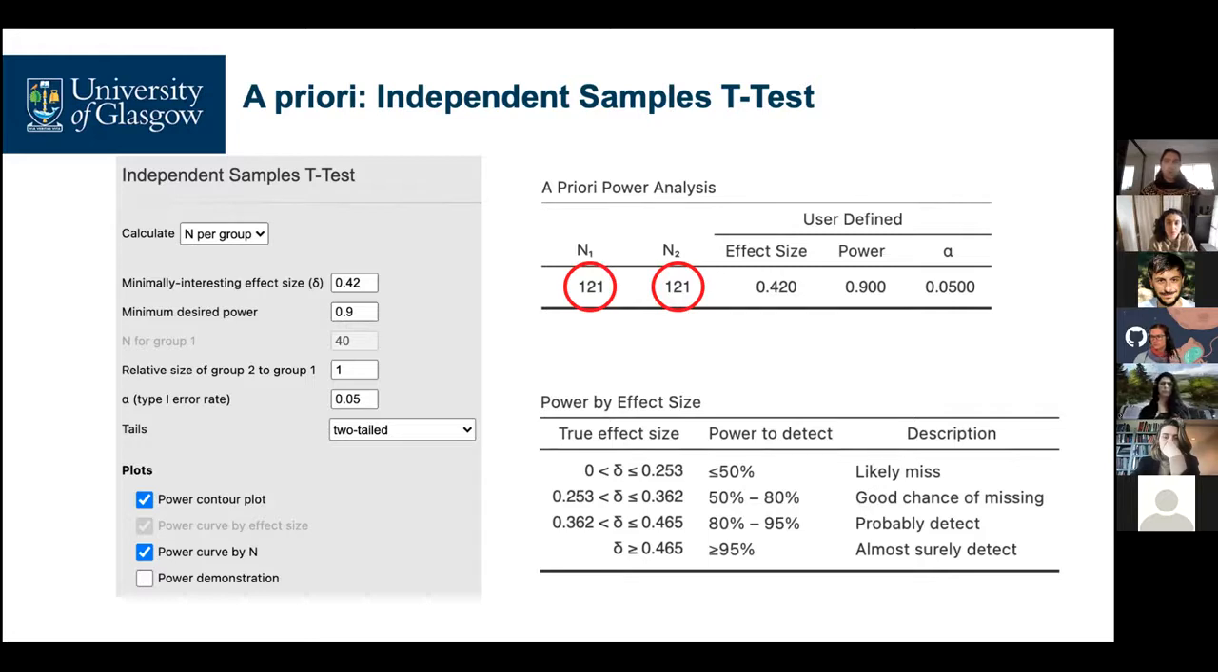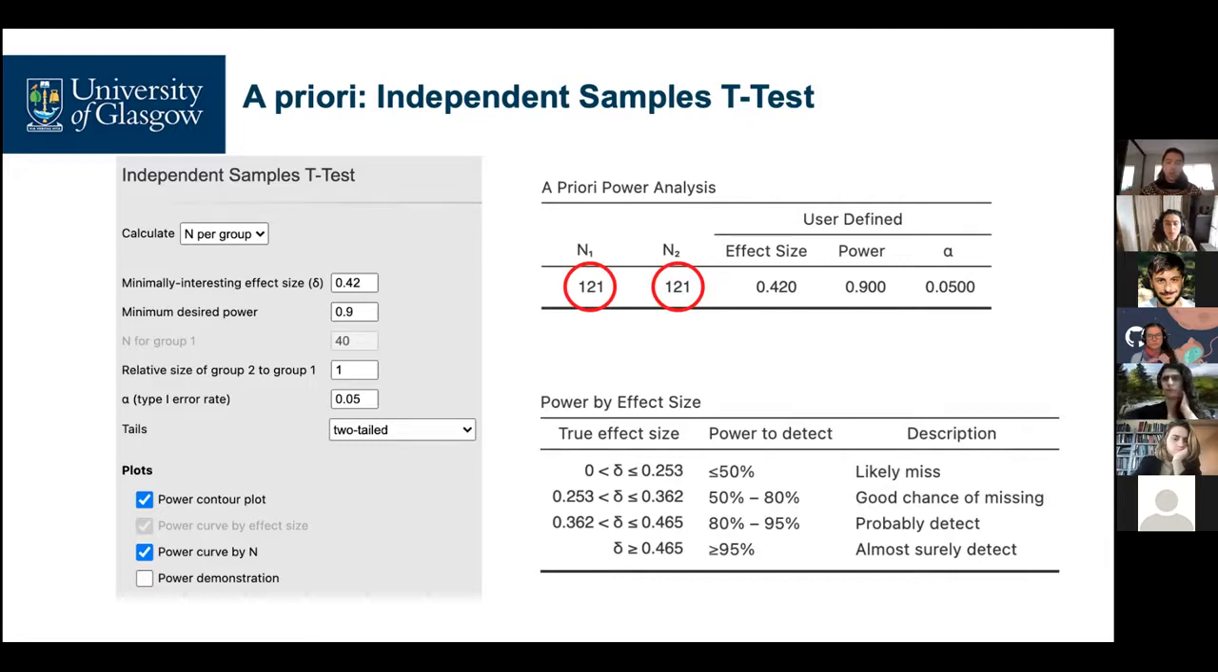The other section doesn't change. So it says a priori power analysis. It doesn't actually change, just the parameter, the output you're looking for, does. And then helpfully, like the paper talked about when they gave an example of changing beta or power, you have this power by effect size table. So it will tell you, based on the effect that you've put in, how likely you would find these.